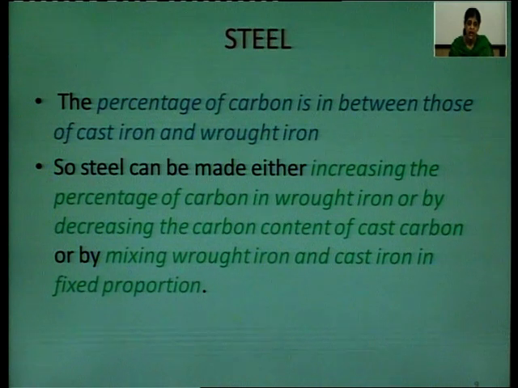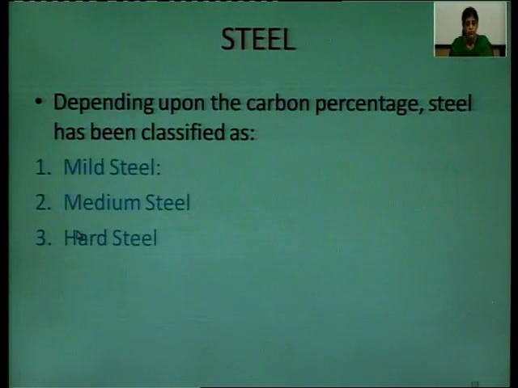We are seeing that the percentage of carbon in steel is in between that of cast iron and wrought iron. So, steel can be made either by increasing the percentage of carbon in wrought iron, or by decreasing the carbon content of cast iron, or by mixing wrought iron and cast iron in a fixed proportion.